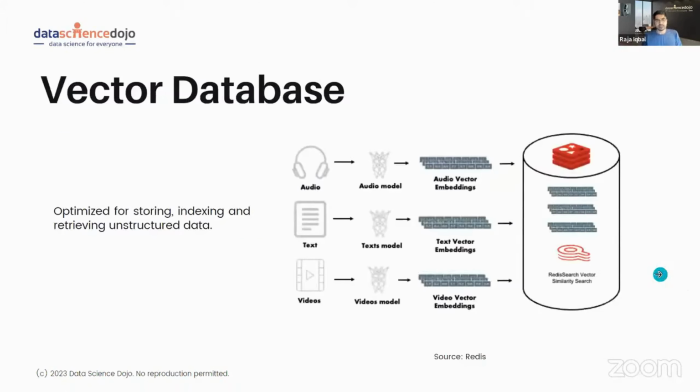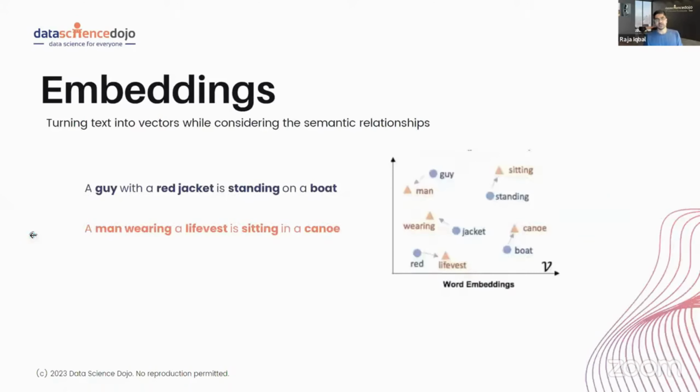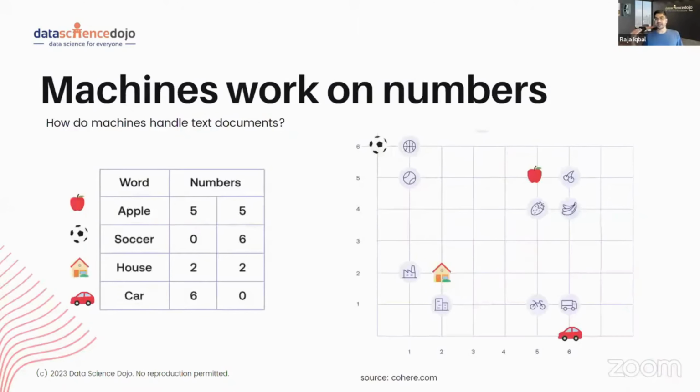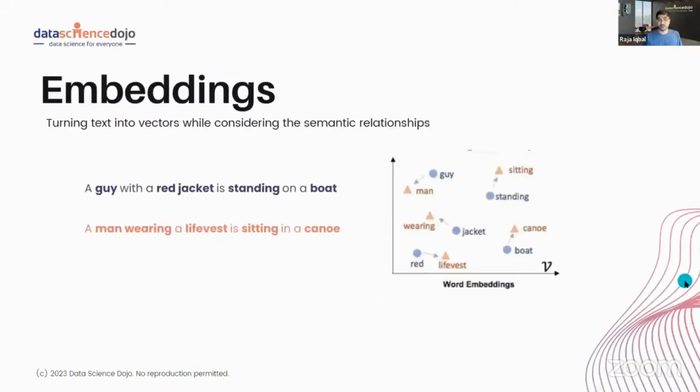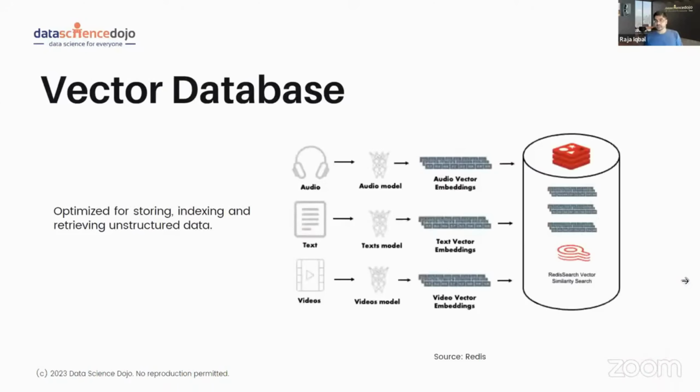Okay, let's continue here. So what is a vector database then? Well, when we create these embeddings, we are not talking about a man and a guy, or maybe apple and a soccer ball and a car and a house. We are actually talking about hundreds of millions of embeddings here.